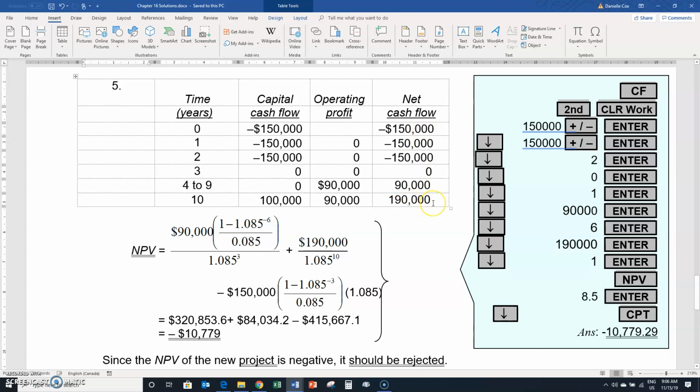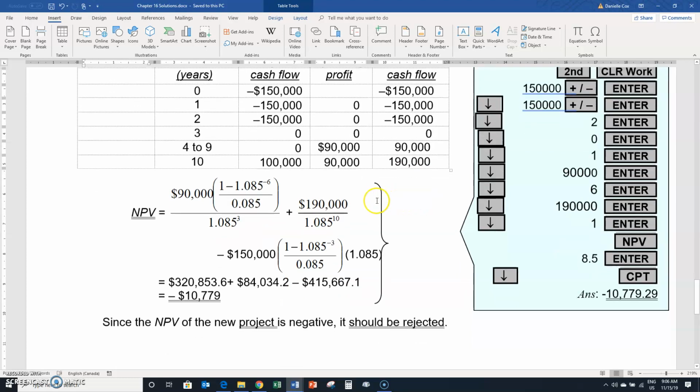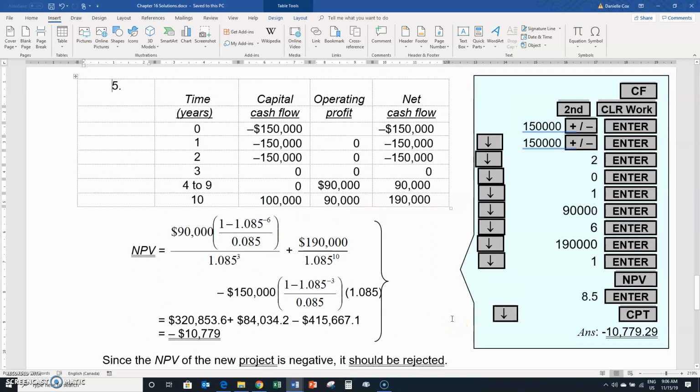So now that we have all our cash flows in, you can hit NPV, which is next to the cash flow key. I is the interest rate, and it said in the question it's 8.5%, so just hit 8.5 and enter. And you scroll down and you get NPV. So just hit compute, and you should get negative 10,779.287, so round it to negative 10,779.29. So it has a negative NPV. Since the NPV of the project is negative, it should be rejected. If it's 0 or above, it can be accepted. But if it's negative, we want to reject the new project.